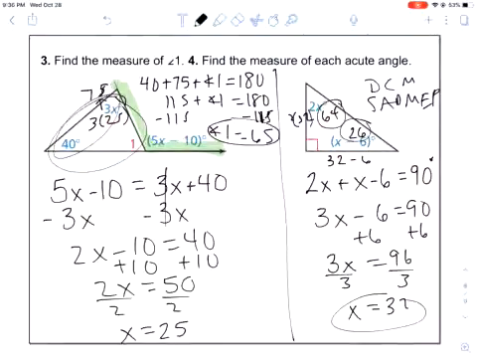Okay. So those are some properties that we're going to be using later to help us solve for some triangles.